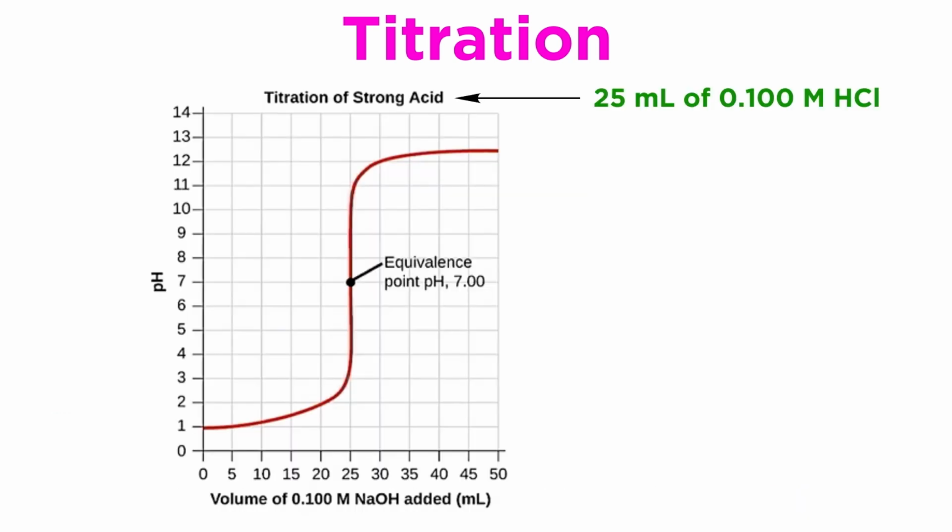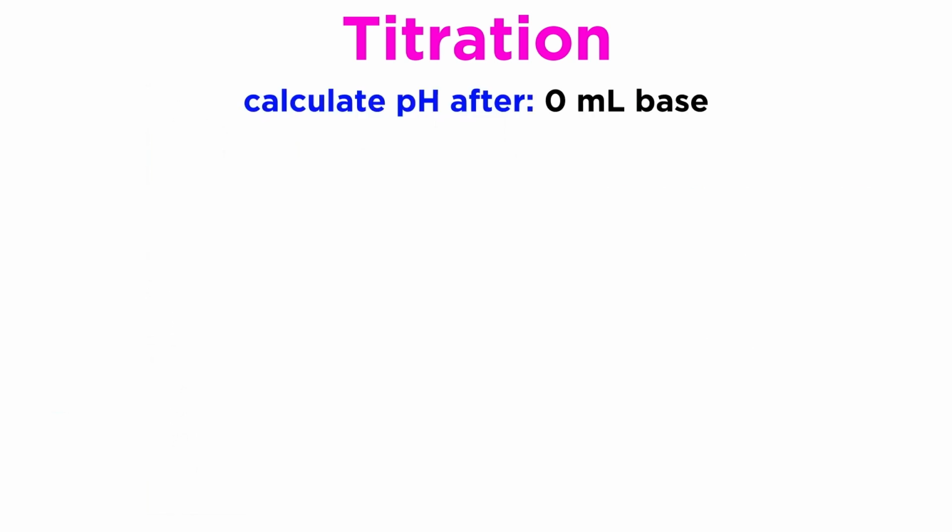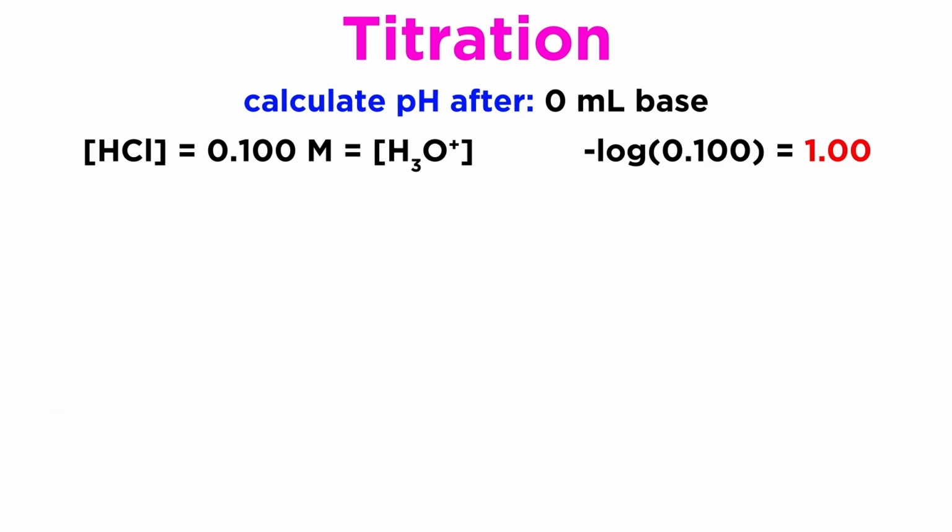Let's return to our previous example of 25 milliliters of 0.1 molar hydrochloric acid being titrated with 0.1 molar sodium hydroxide. We can calculate the pH of the solution after any amount of base has been added, so let's do this in increments of 12.5 milliliters, from 0 to 37.5. This will be easy since both the acid and base are strong, so we can assume complete dissociation of both species. Before any base has been added, we simply have 0.1 molar hydrochloric acid, which will be equal to hydronium concentration, so we can just take the negative log to get 1 for the pH.